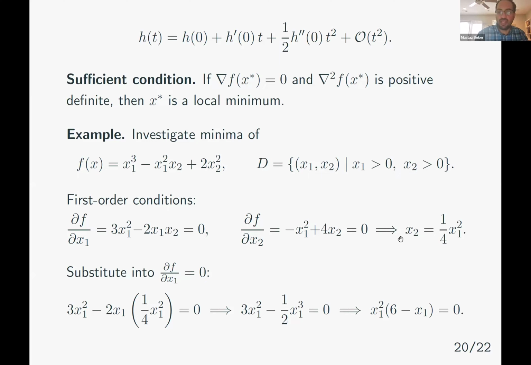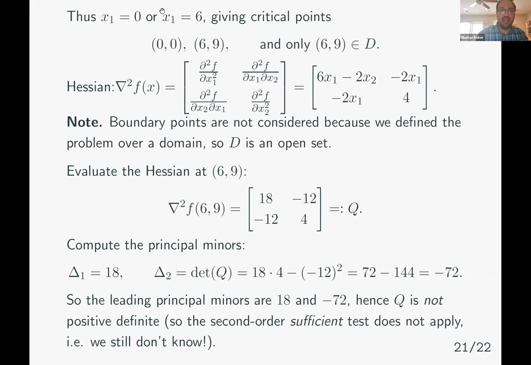From here, you can see that x2 is equal to a quarter x1 squared. Substitute that here, and then take x1 squared as a common factor. You have x1 squared times (6 minus x1) equal to 0. From there, you can see that x1 equal to 0 and x1 equal to 6 are what's known as the critical points.